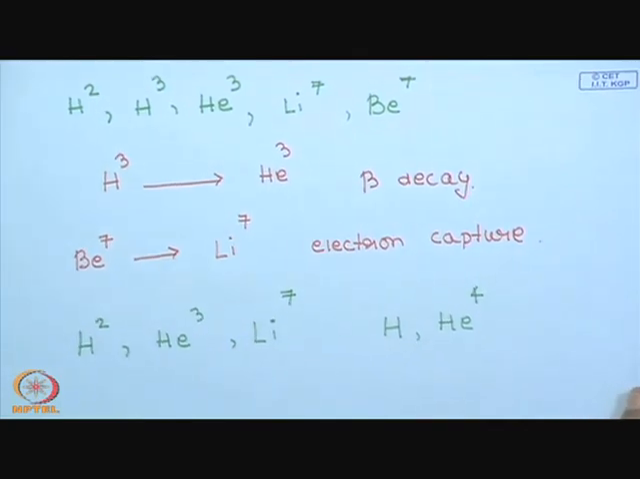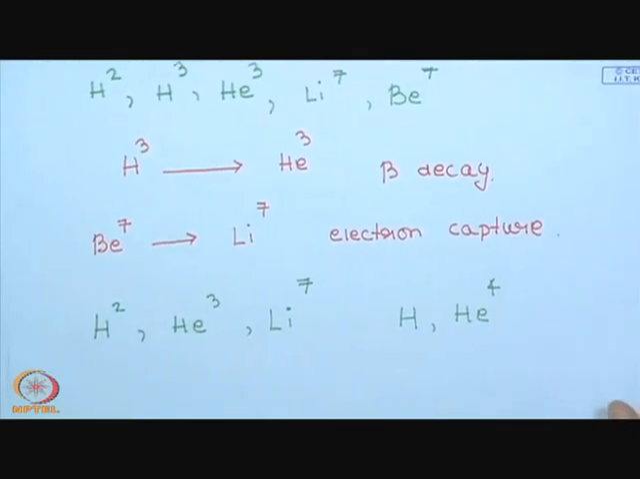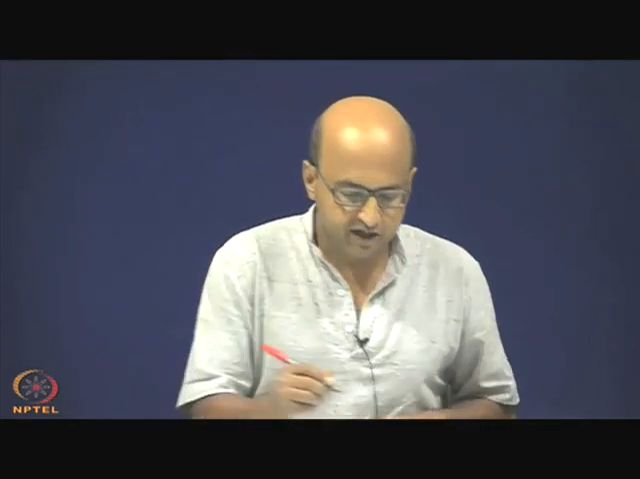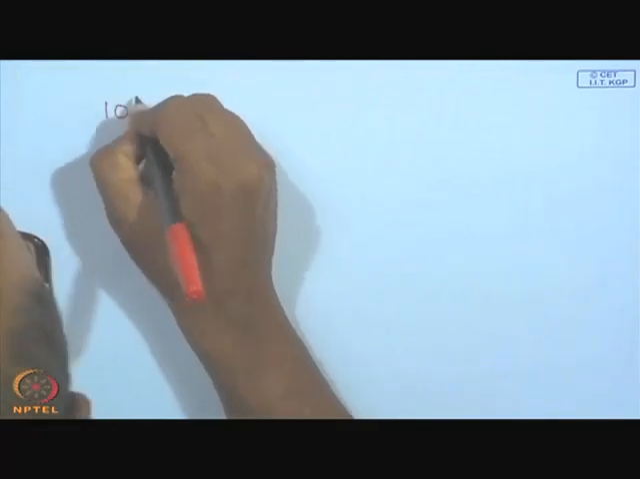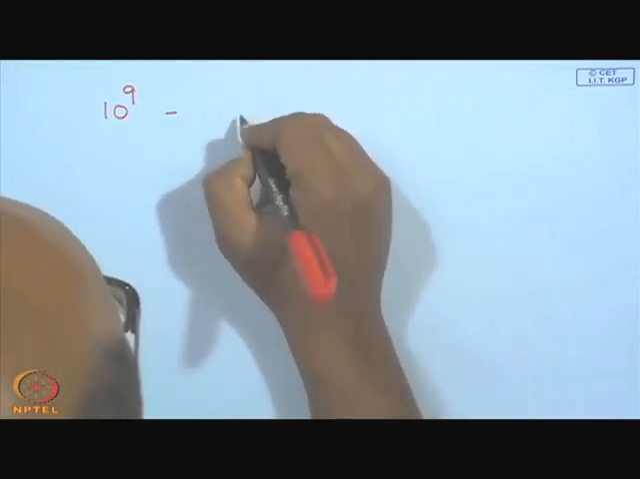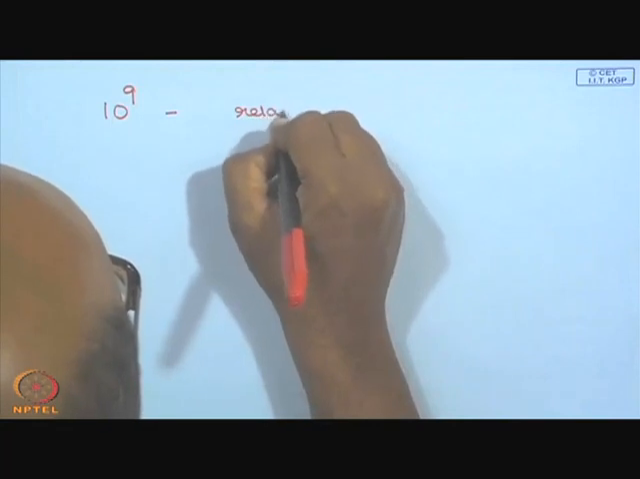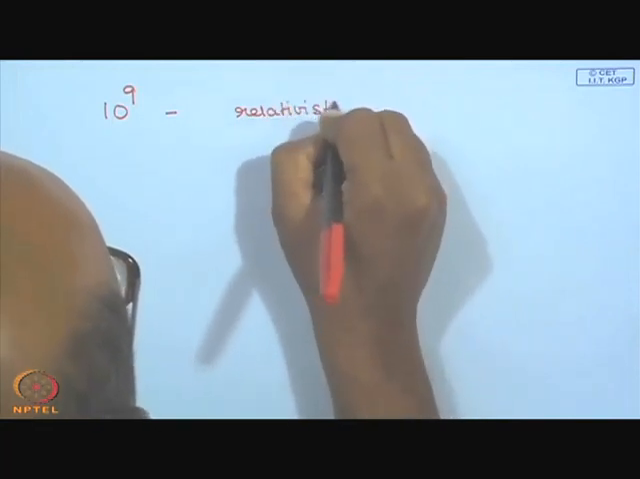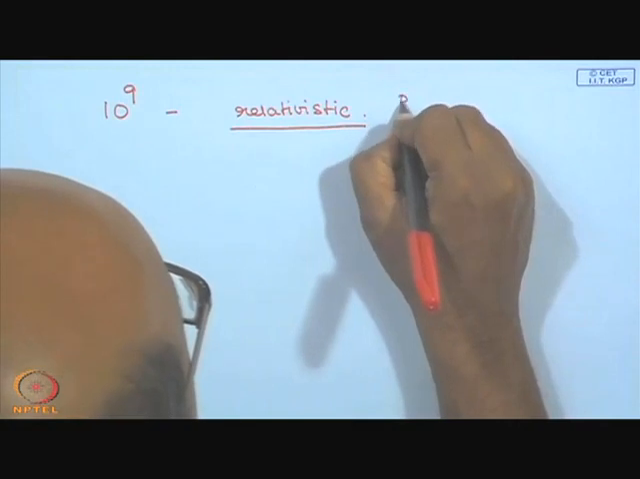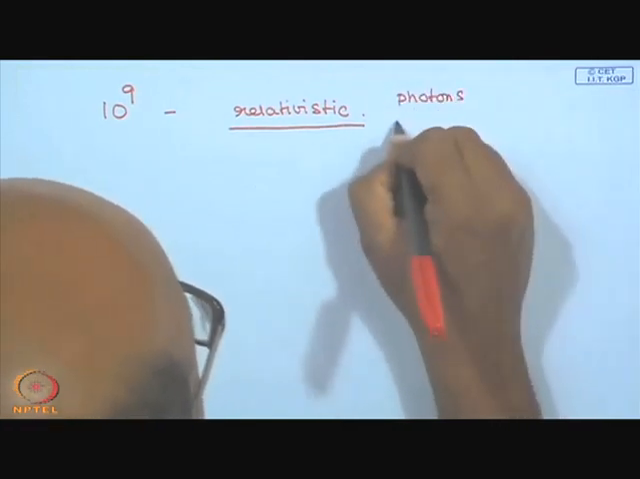Let us now change the topic of our discussion and turn our attention again to the cosmic microwave background radiation. The discussion till now has been centered at a redshift of around 10 to the power 9. And we have seen that when the universe is dominated by relativistic particles, we have one photon, the CMBR photons, and three neutrinos.